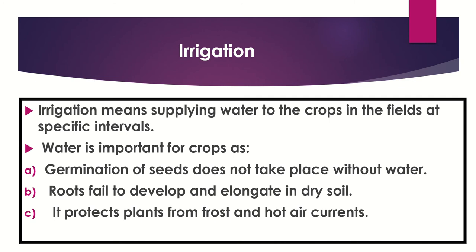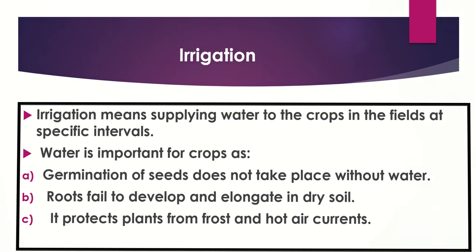Where does this water come from? Water for plants comes from different sources like wells, lakes, ponds, rivers and dams, canals, etc. Methods of irrigation.